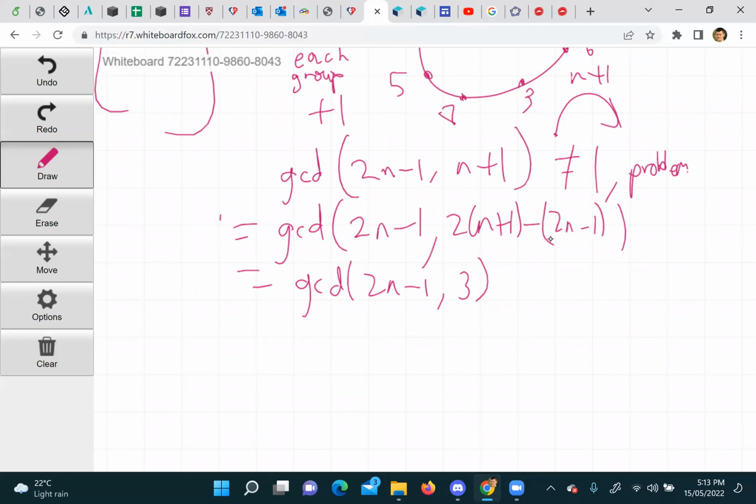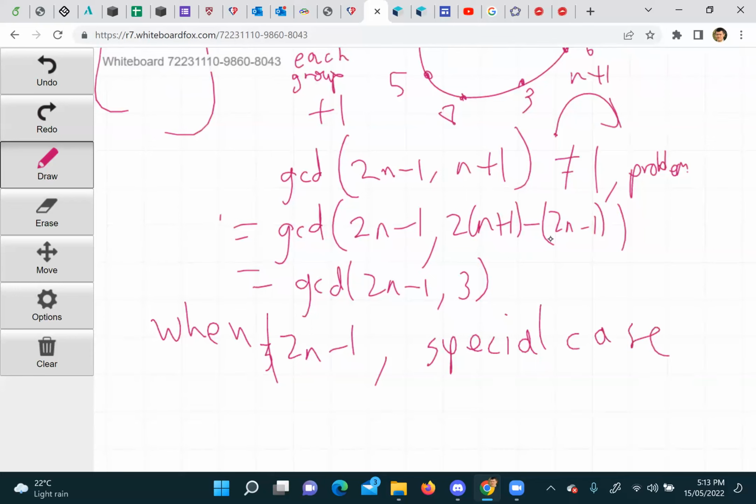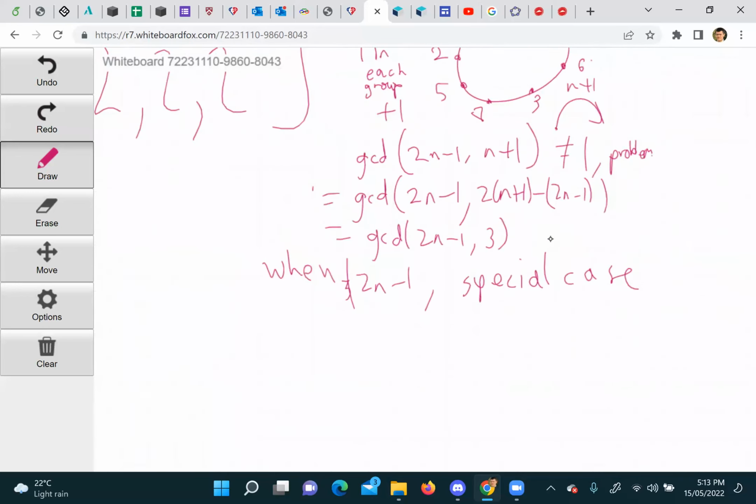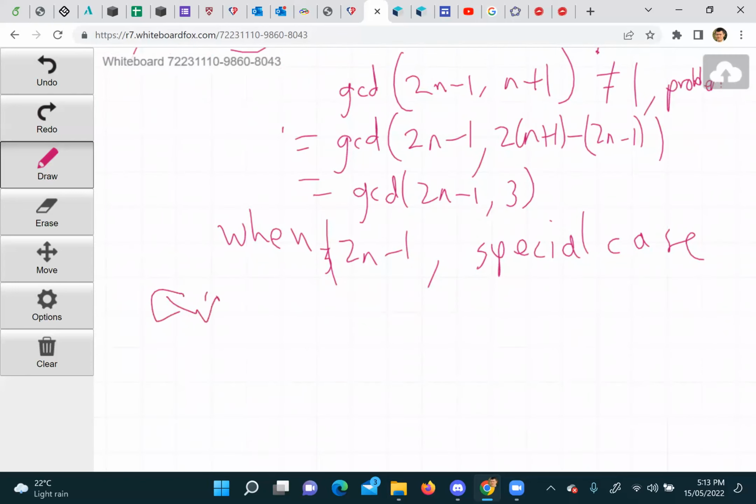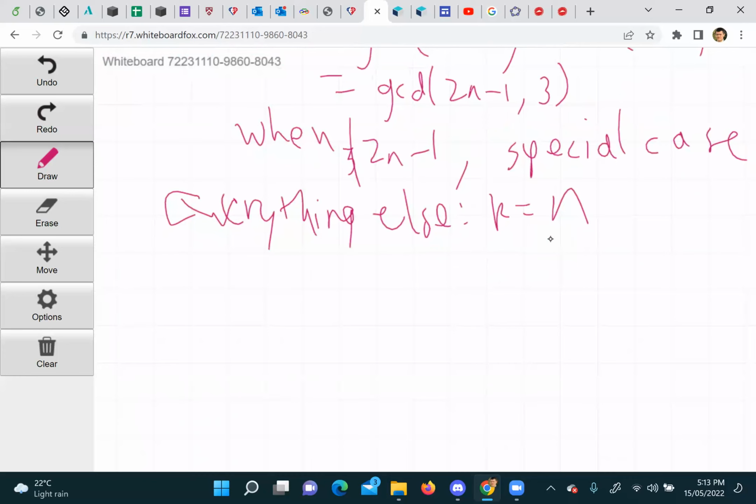So with this in mind, the GCD equals 3 when 3 divides 2n minus 1. It's special, we have a special case. Oh no, Michael, that's just when n is 2 mod 3, right? Yes, exactly. So for everything else, we know that k equals n. Everything else is n.